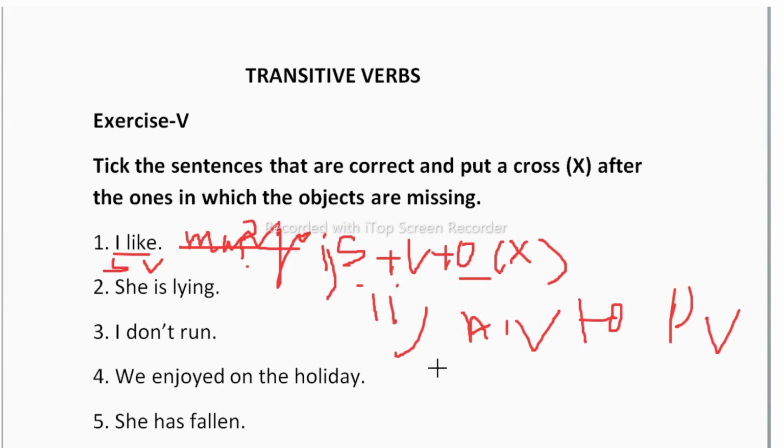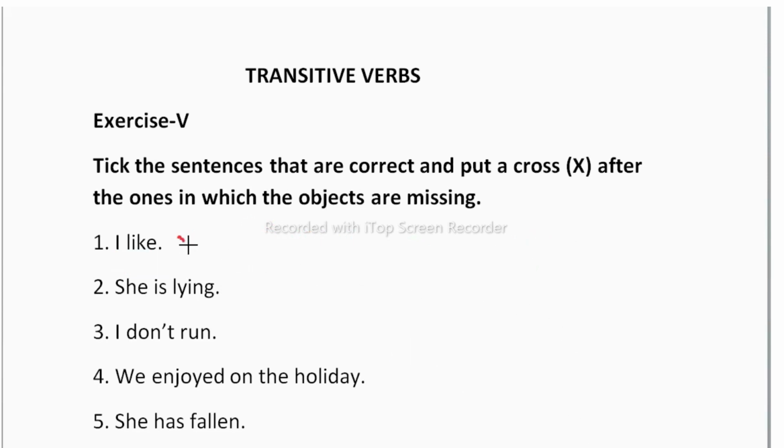Now the third trick is you have to ask what after the verb. If you ask what after this verb and you are getting an answer, like I like so and so, if the answer is there in the sentence, then that must be a transitive verb. But here there is no object, no answer, that's why it is intransitive. So you have to add a cross mark over here. This is wrong, which is not a transitive verb.